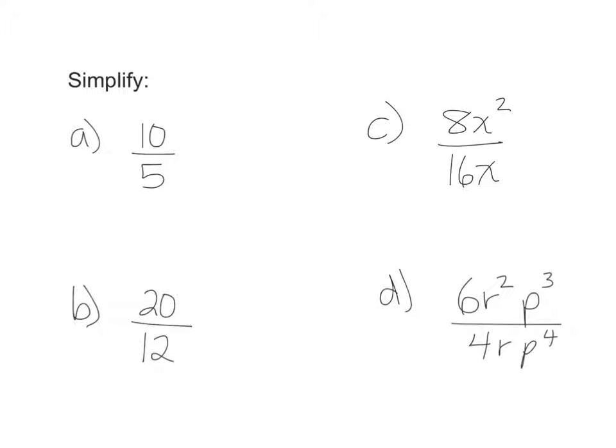So now let's look at actually simplifying some rational expressions. These ones are actually all things that you know how to do. Some of them are rational numbers, some of them are rational expressions. The first two are just rational numbers. How do you simplify 10 over 5? Just make it a 2, right? Just divide. 10 divided by 5, that's 2. How do you simplify 20 over 12?